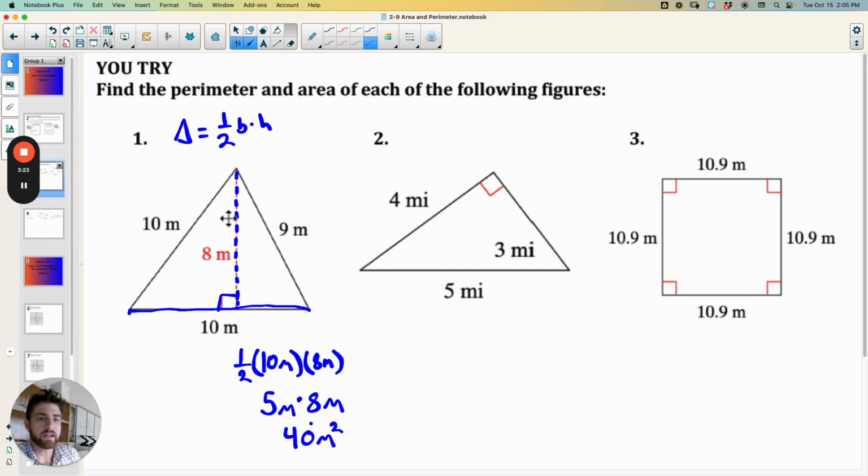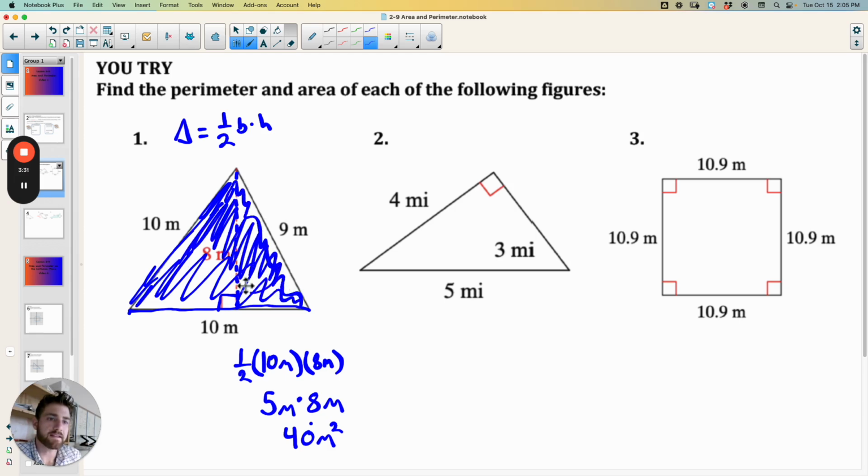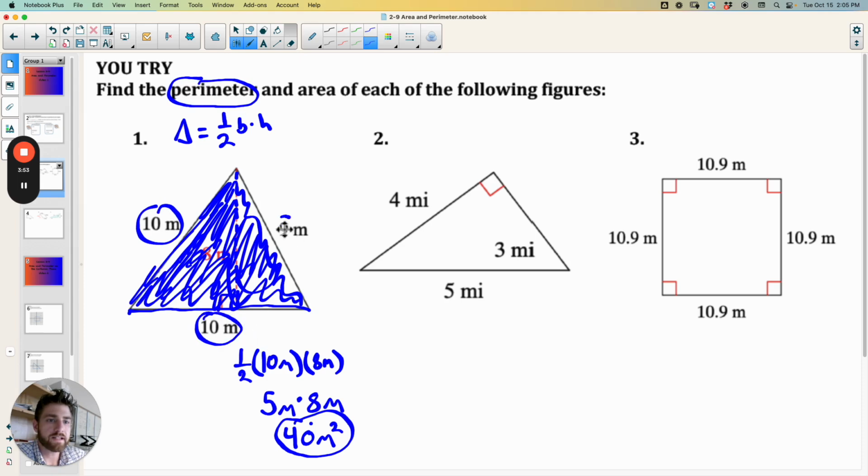Okay, so the total area, meaning the space that this entire triangle occupies, all of this, think of it like this, if I were to paint the entire face of this triangle, it would take 40 square meters of paint. So 40 square meters is the area of that triangle. Now, perimeter, if I wanted to find the perimeter of this, all I would have to do is add each of my sides. So the perimeter would be, and let me say this here, this is my area. And I know this is area because the units are meters squared.